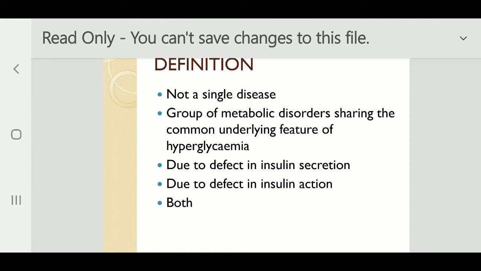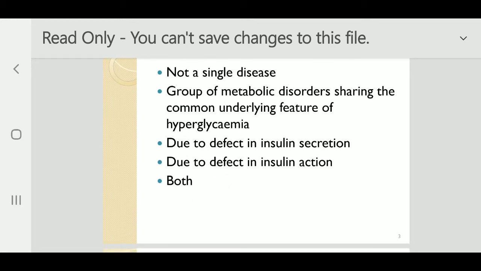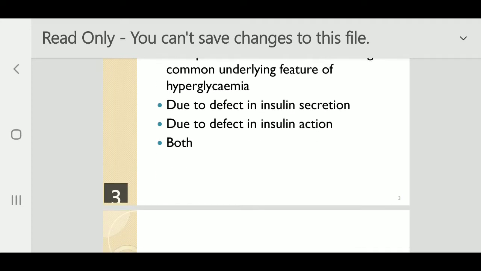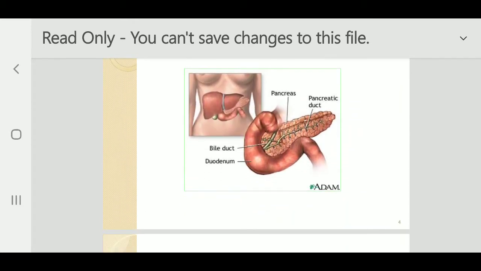This can be because of two factors. Either there is a defect in insulin secretion. Insulin is the most important hormone that regulates glucose homeostasis. Either there is a defect in insulin secretion or there is a defect in insulin action. What do you mean by insulin action? Insulin action is the combination of insulin with the insulin receptors on the fat cells, on the muscles, on the different peripheral organs of the body, through which it acts to control the sugar. So either there is a deficit or a defect in insulin secretion, or there is a defect in insulin action, or both. Now, this diagram shows you that the pancreas is a retroperitoneal organ.